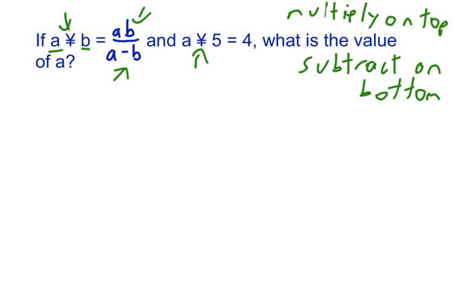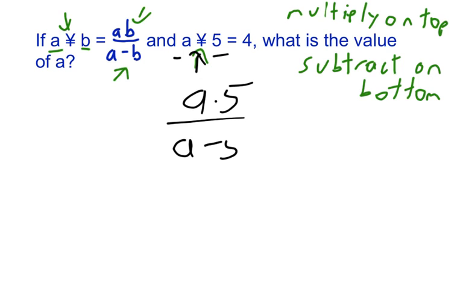So A symbol 5 means that we multiply them on top, so A times 5. And then on the bottom we do the first number minus the second number, so A minus 5. And it says that equals 4. So if I know that equals 4, now I just have an equation to solve, and I'm solving for A.